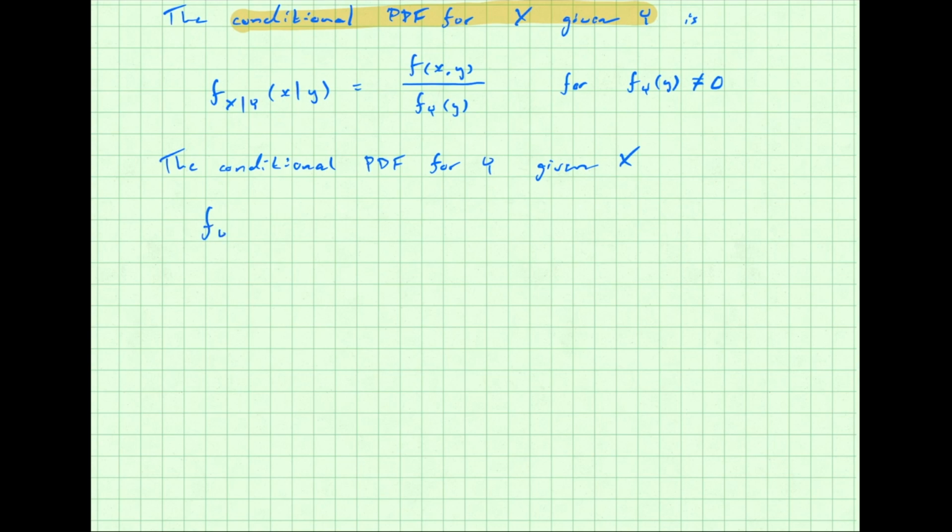And it's f sub y given x. And the ratio is almost the same, but with x underneath. Oops, and that's a little x underneath there. And again, this is only for places where the marginal distribution for x is not zero. All right, so that's our definition. Those two definitions are really kind of the same.